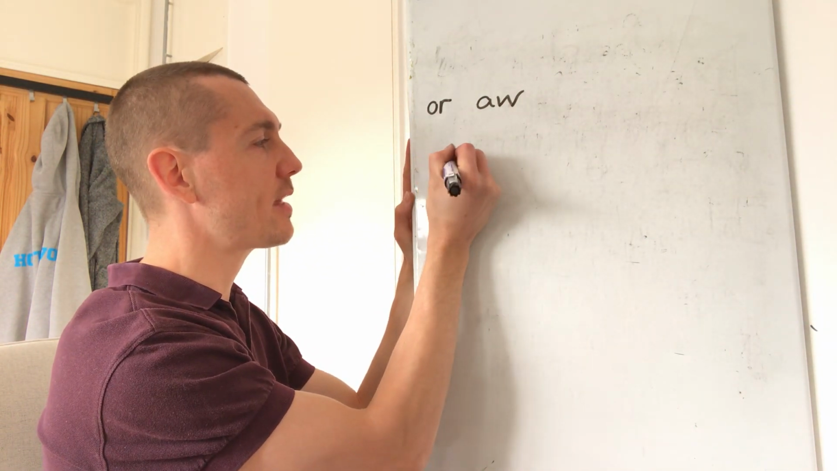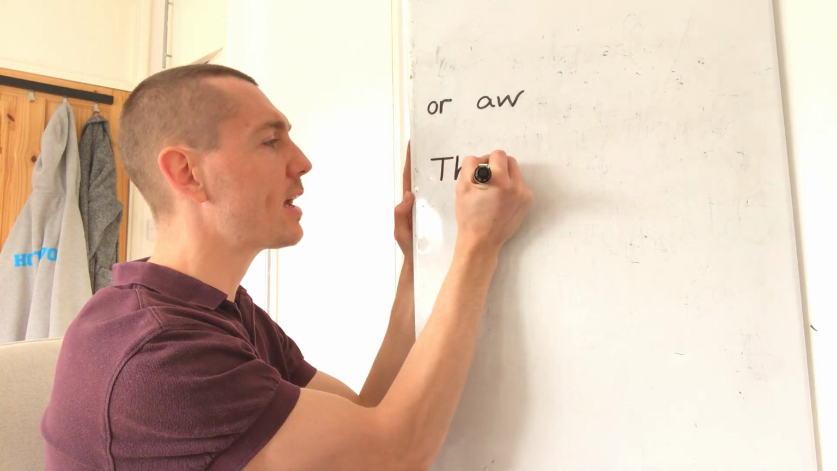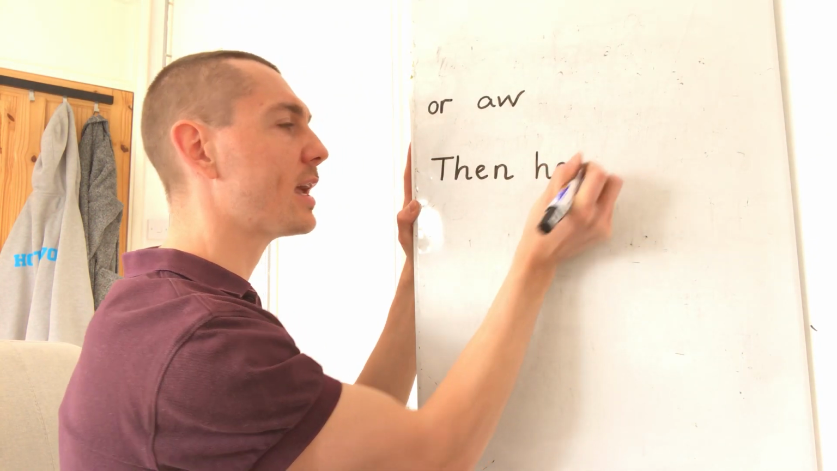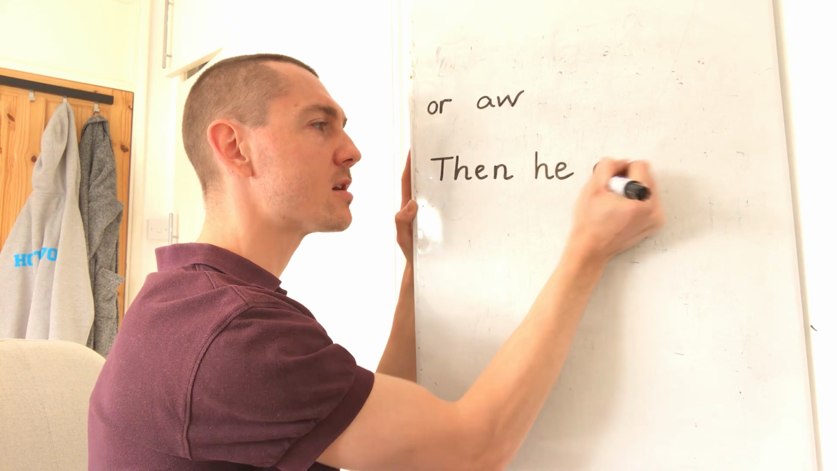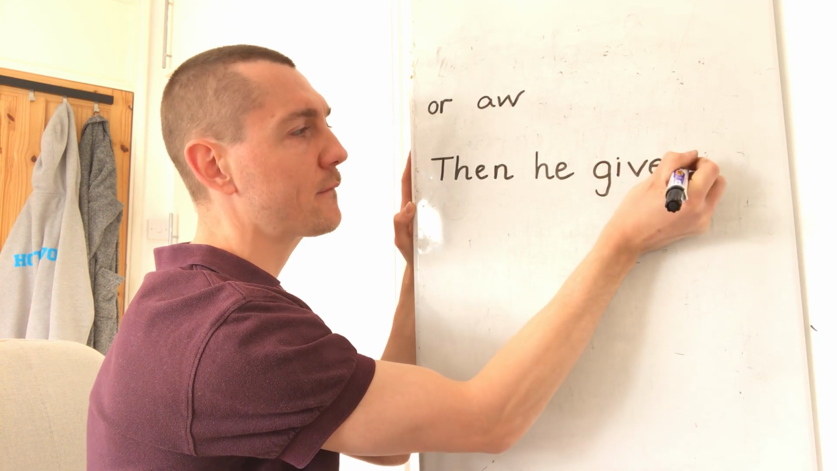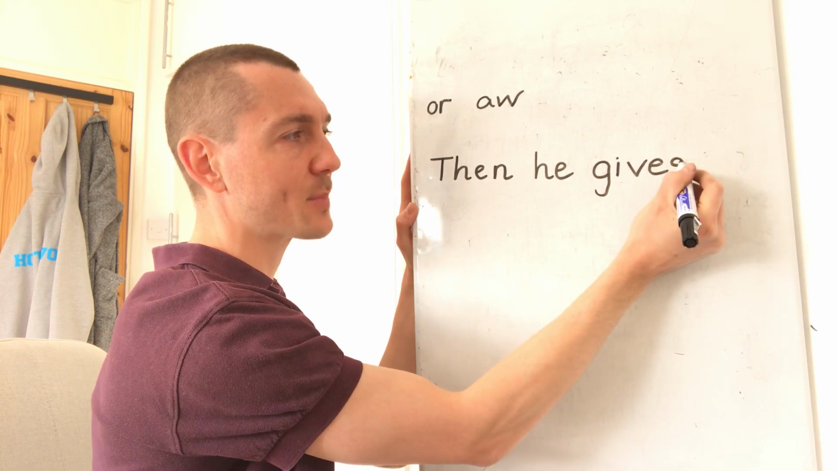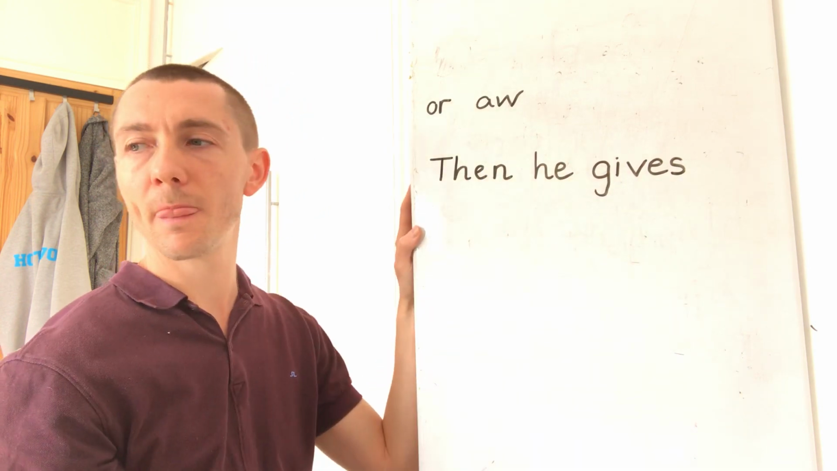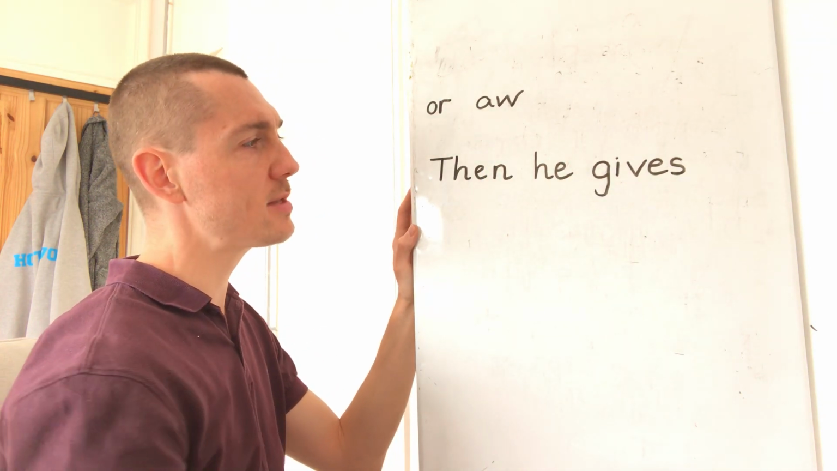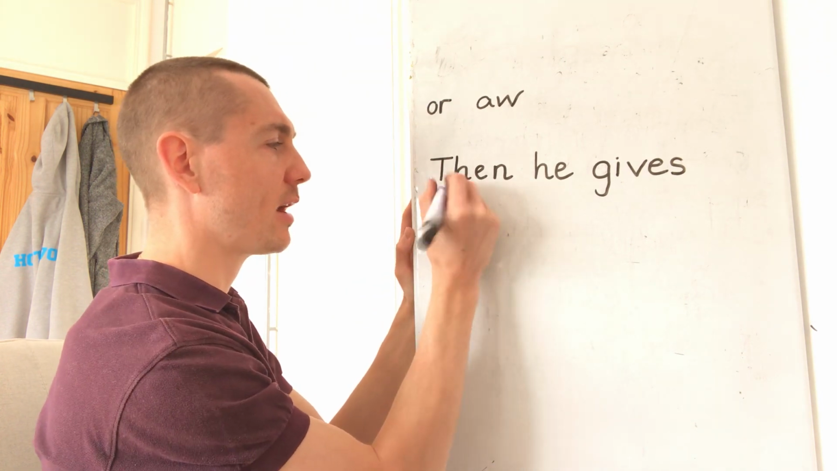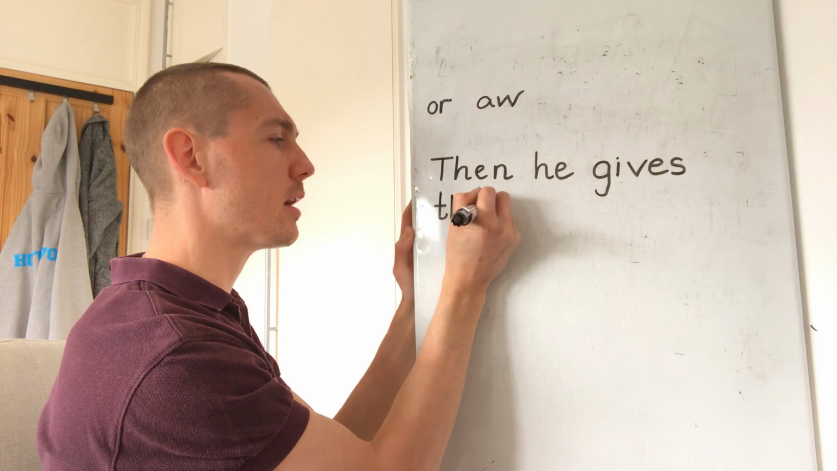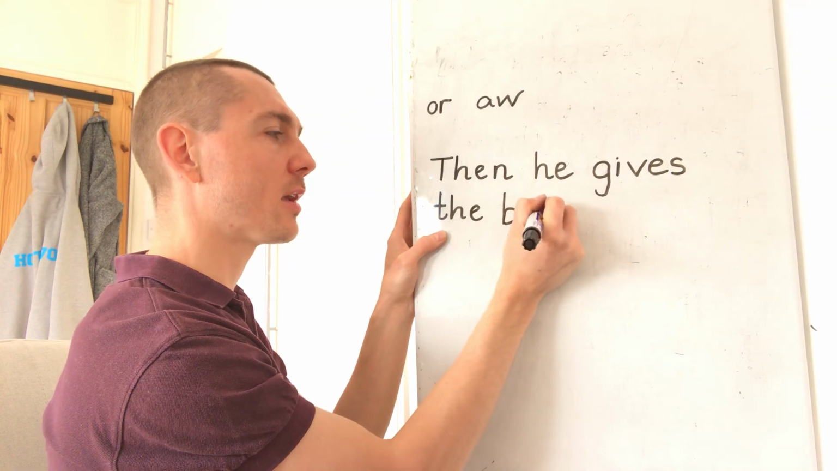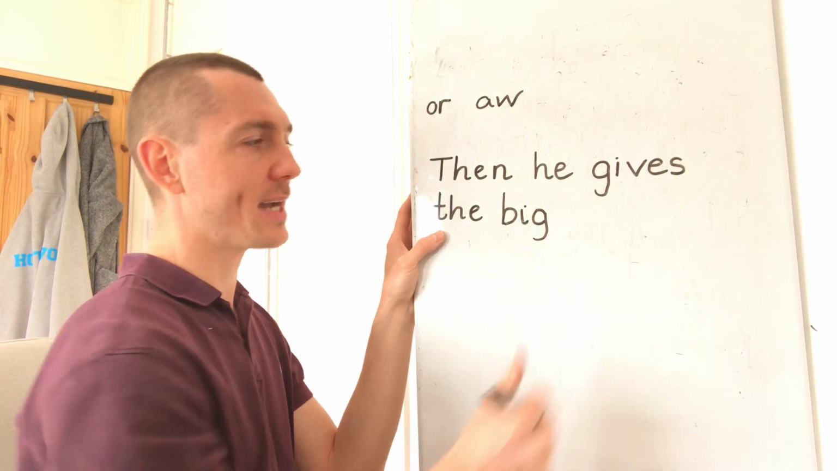Okay, and we say then, he, gives, z. We've got the S spelling of z again. Then he gives the big cats, 3 words, the big cats, and we say the, big, cats, s.